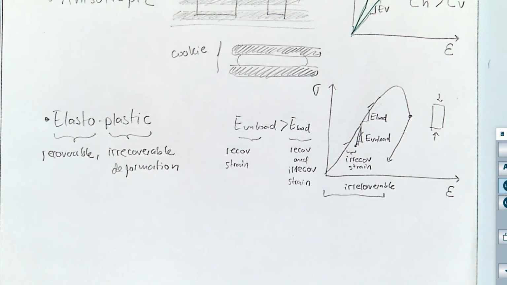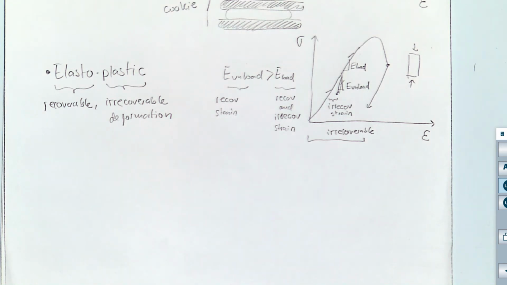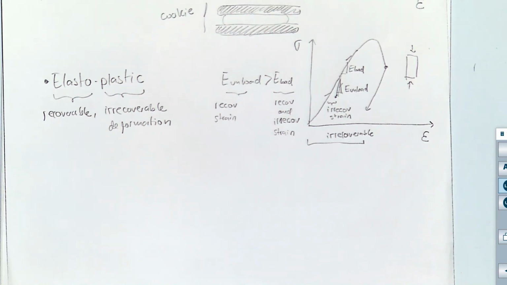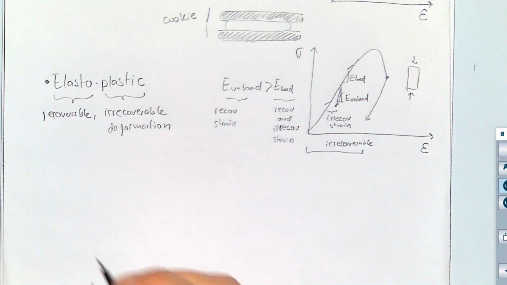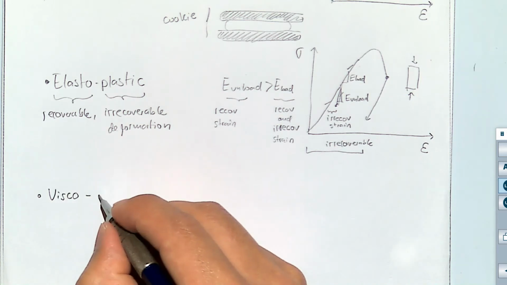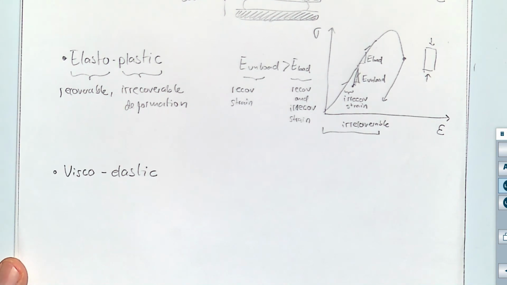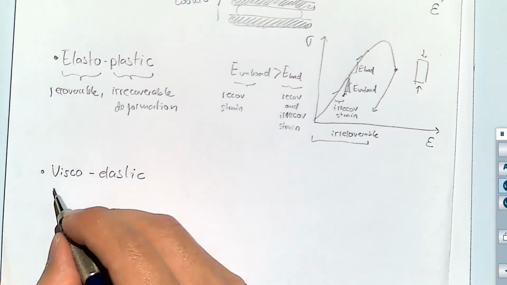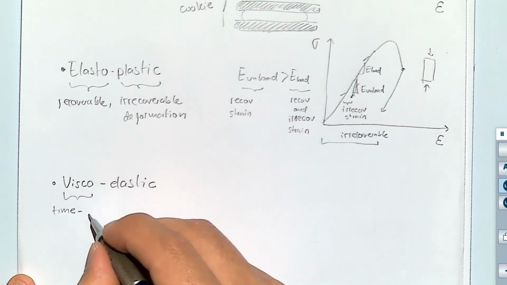Okay, so we're going to get back to this plasticity part later on, but for now, remember that all rocks, even if you think that they are fully elastic, they are not. They always have some component of plasticity. And the last one is visco-elastic behavior. And visco-elastic means that there is going to be a part of the deformation which is time dependent.